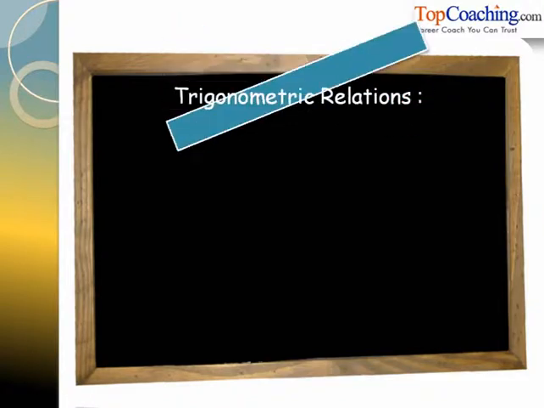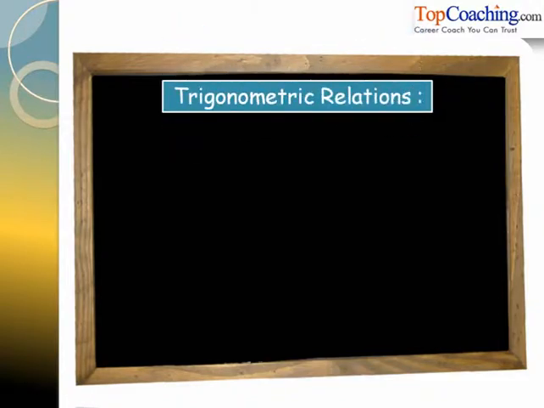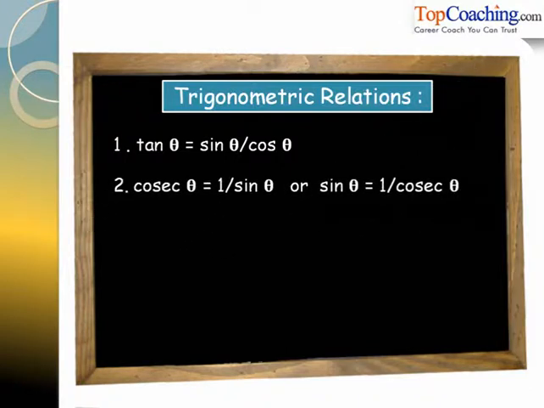So now let's see the relation between the different trigonometric ratios. The first is tan theta is equal to sin theta upon cos theta. This we have just seen. The second is cosec theta is equal to 1 by sin theta, or we can simply write sin theta is equal to 1 by cosec theta.